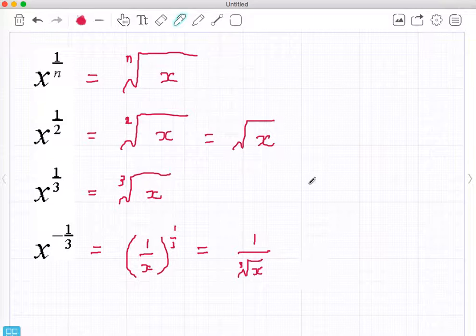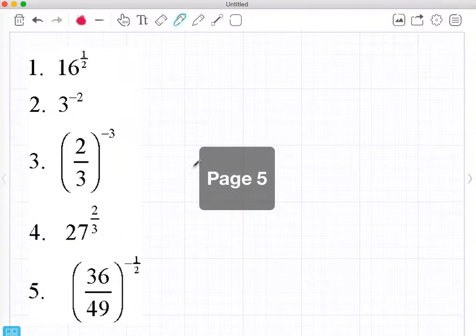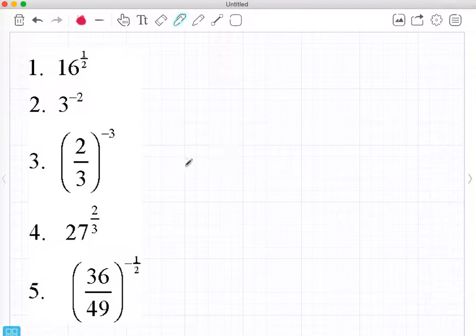Make a note of these, learn these, they're very important, and have a look at the questions over on the next page. I'm going to pause the video, or you can pause the video rather, and then I'll do the explanations afterwards. So I want you to solve each one of these without a calculator, leave them as fractions.